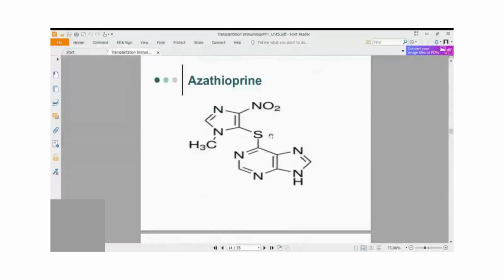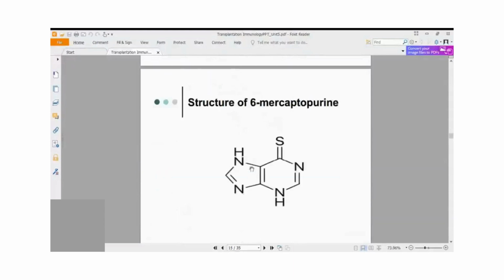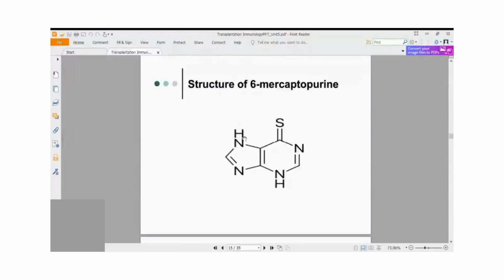And please pay attention to this part of the structure, which has resemblance to purine, the nitrogenous base of DNA and RNA, purine. So on administering this drug, azathioprine, it gets metabolized and cleaved at this junction where it is linked with another heterocyclic ring with sulfide. The sulfur bond with the heterocyclic ring is broken and sulfur is retained by the purine, and then it becomes 6-mercaptopurine like this, which is a pseudo-nitrogenous base.